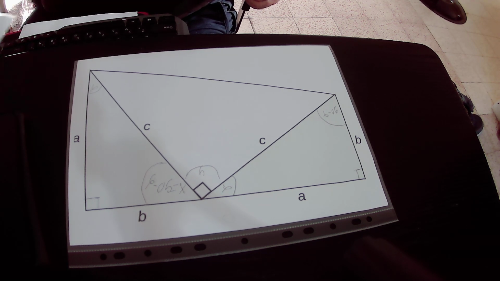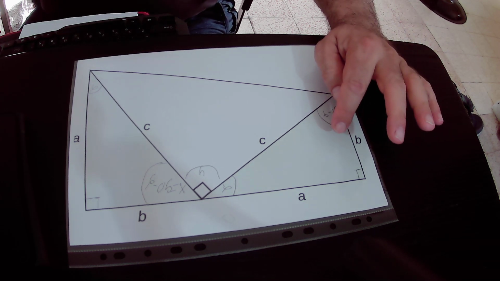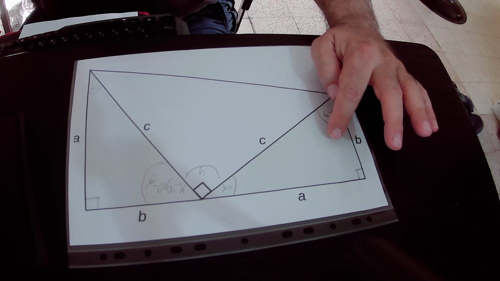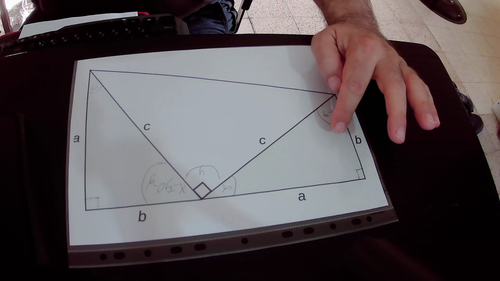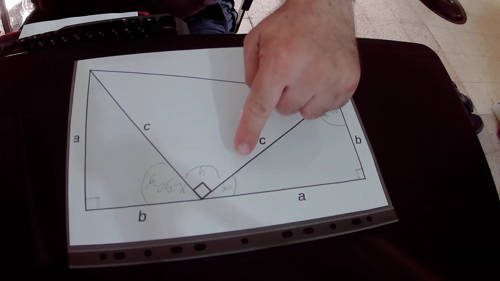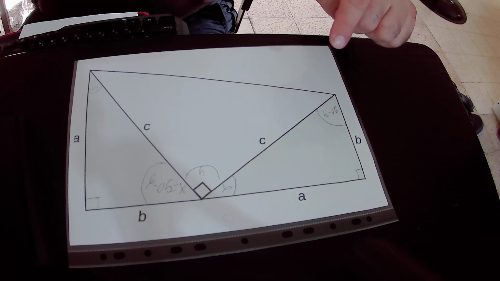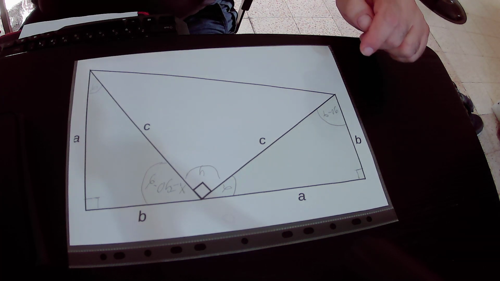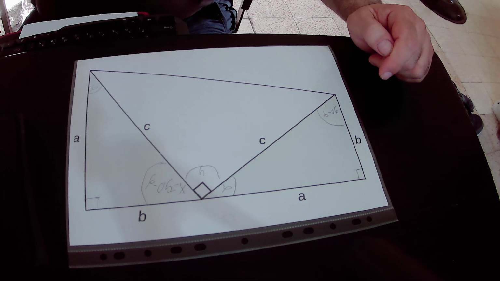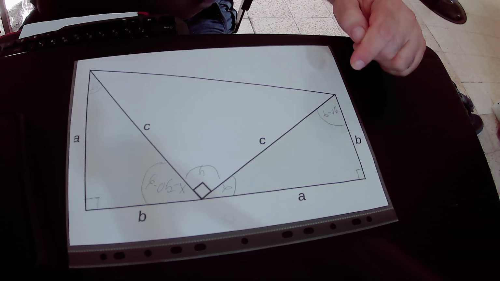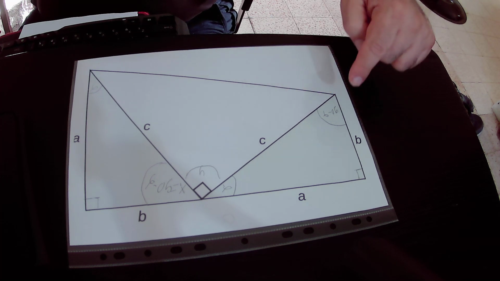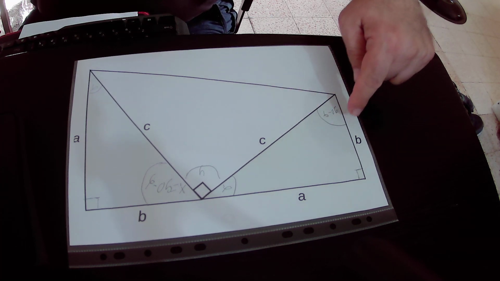Actually, the Pythagorean theorem says that if you look at this right triangle, the square of the hypotenuse c squared is equal to the sum of the squares of the perpendiculars. c squared equals a squared plus b squared.